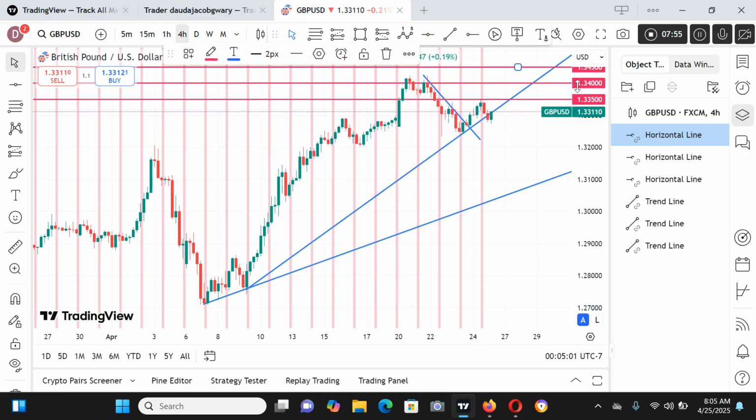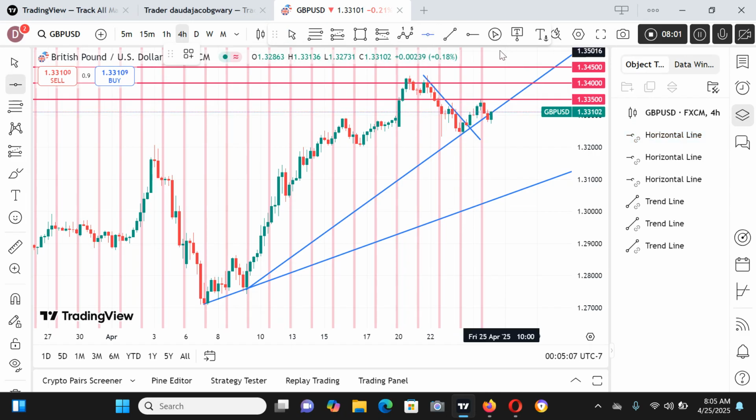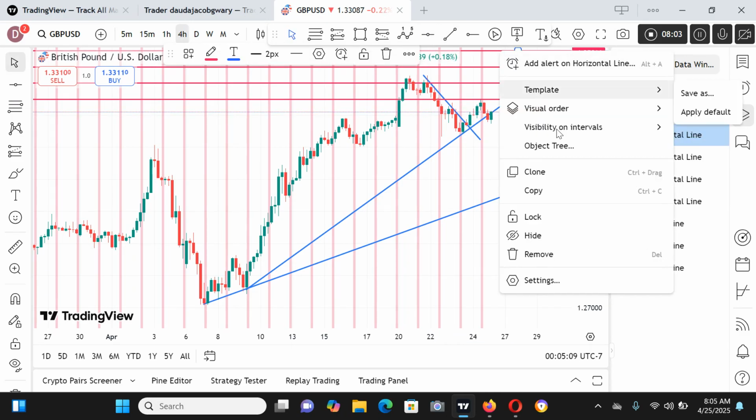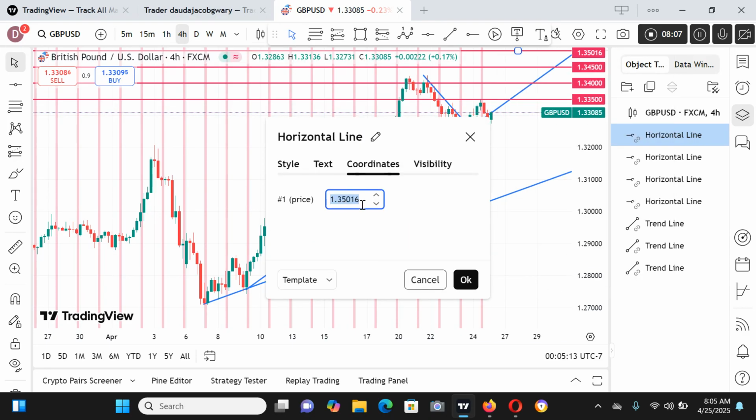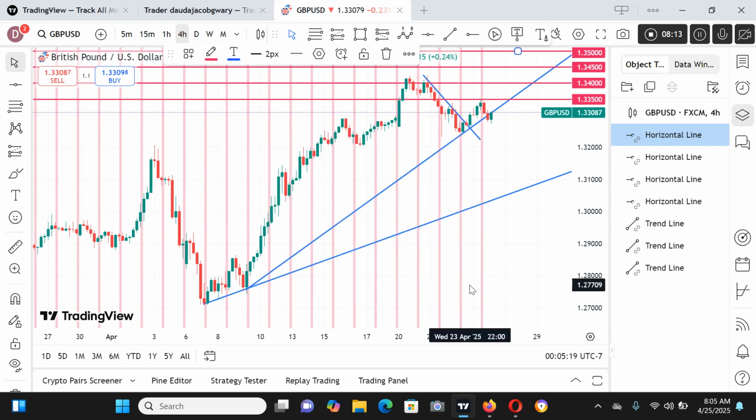And then the next one will be 3 5 0 0 0. Our next psychological level is 3 5 0 0 0. So you can see, we can now plot some few below here. I don't want us to waste too much time on this.